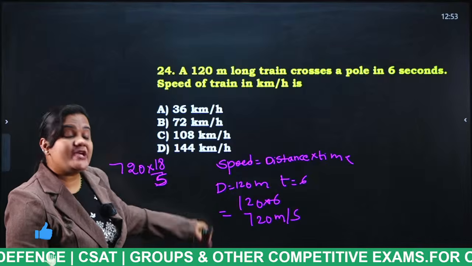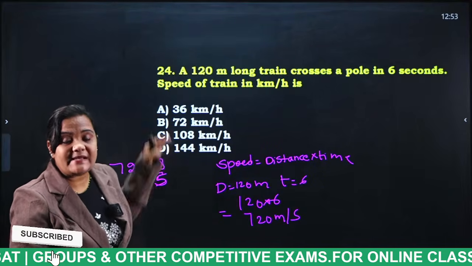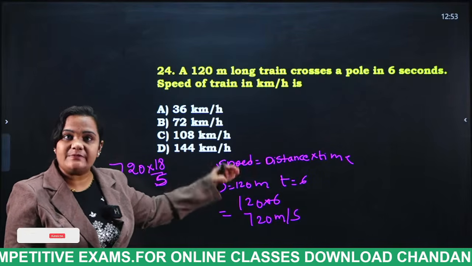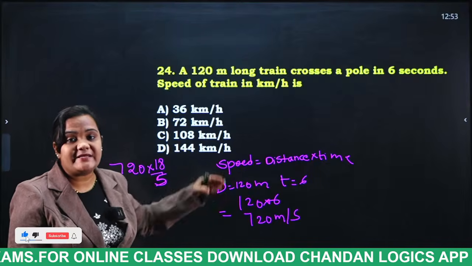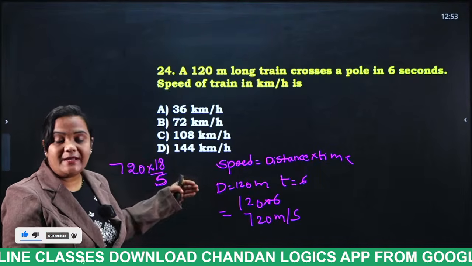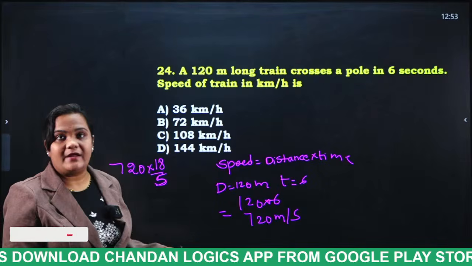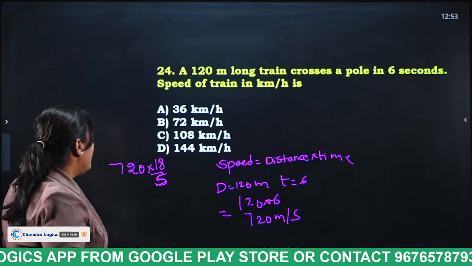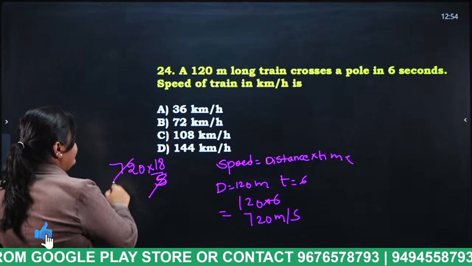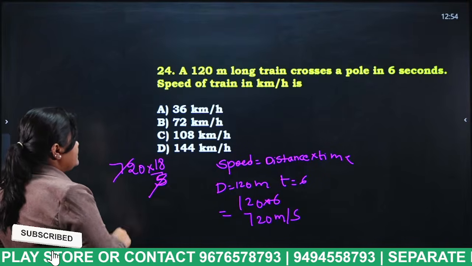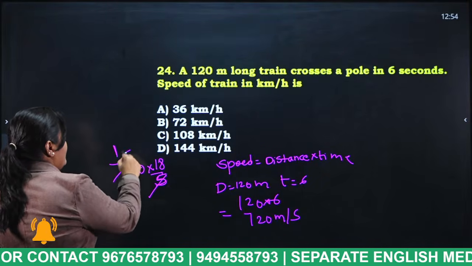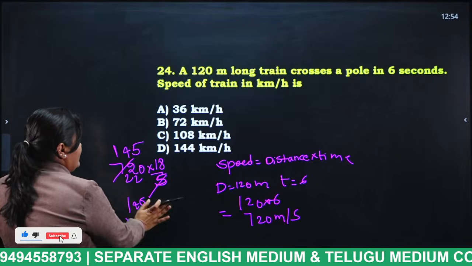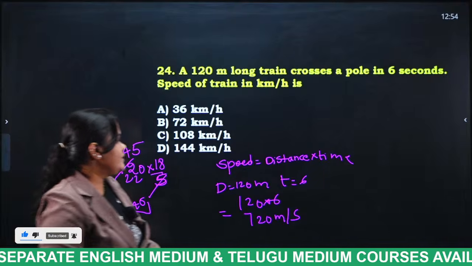At first we have to check whether the options are in meters per second or in kilometers per hour. The answer which we have got is in meters per second. We have to convert this meters per second into kilometers per hour. So in order to do that, we have to multiply it with 18 by 5. So what is going to be the answer, students? Try to solve it and mention your answer in the comment section. 5 ones are, 5 fours are, 5 fives are. 145 into 18. What is the answer? Tell me, students.